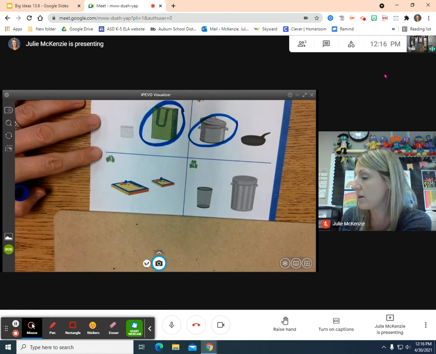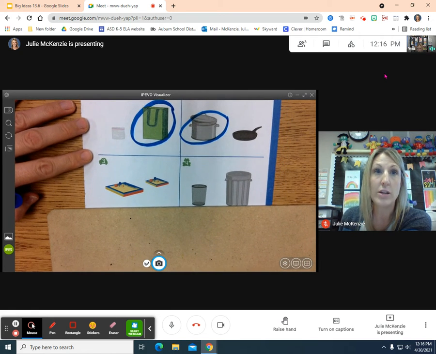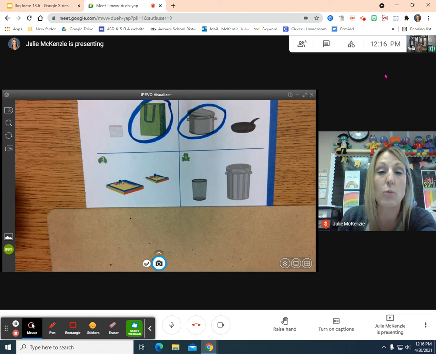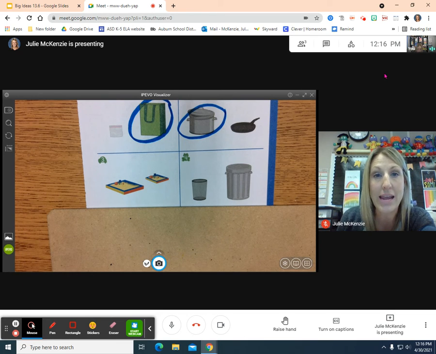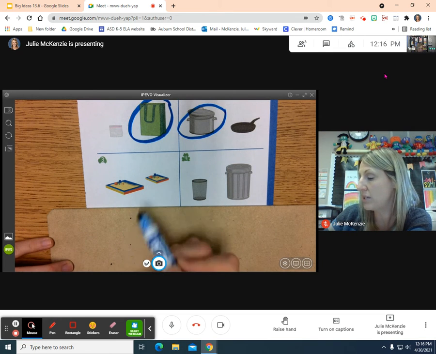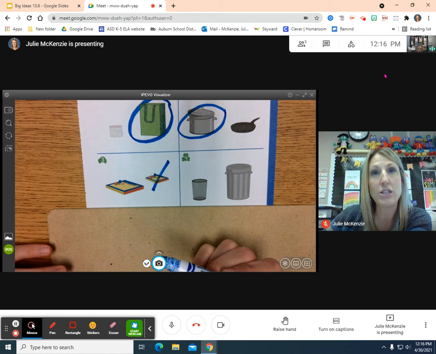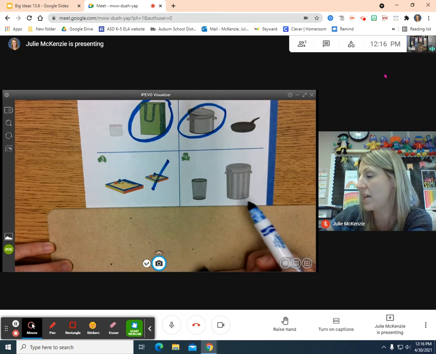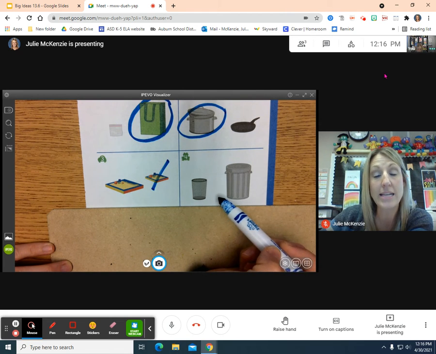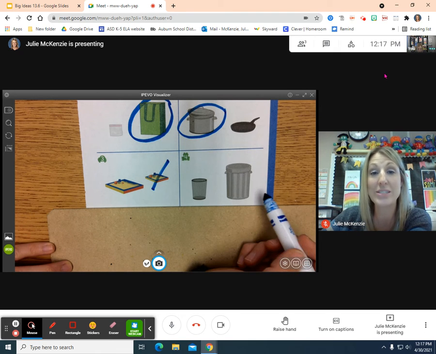Let's take a look at these two. This time, we are looking to see which one has the smaller capacity, and we're going to draw a line through it. That means I want you to draw a line through the object that holds less. Does this hold less or does this hold less? That holds less. It's much smaller. What about with the trash cans? Which trash can has the smaller capacity? That means which trash can holds less?